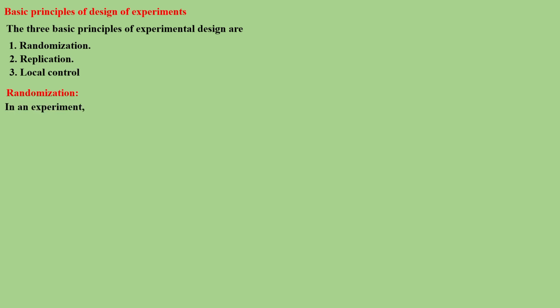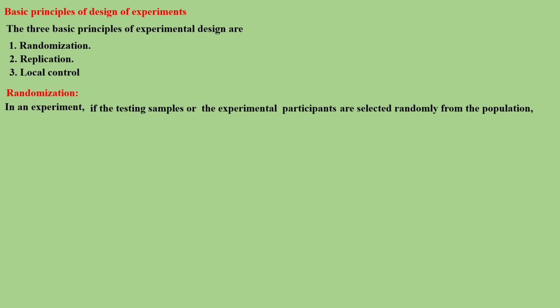Randomization. In an experiment, if the testing samples or the experimental participants are selected randomly from the population, then it is called randomization. So in a class there are 30 students. If you want to select one student to do some class related work, you have to call any person from that 30. You have to select randomly from that.